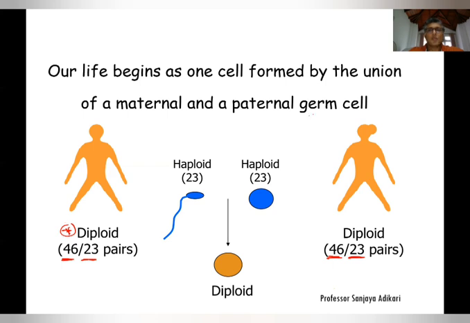And when the germ cells are formed, we will discuss this a little bit later, the number of pairs gets halved. In other words, the total number of chromosomes, the 46, becomes 23. Therefore, they are called haploid. Okay, diploid and haploid. And when two haploid germ cells, the sperm and the ovum, fertilize, then the cell that is produced again becomes diploid. 46 chromosomes in 23 pairs. That's how it happens.